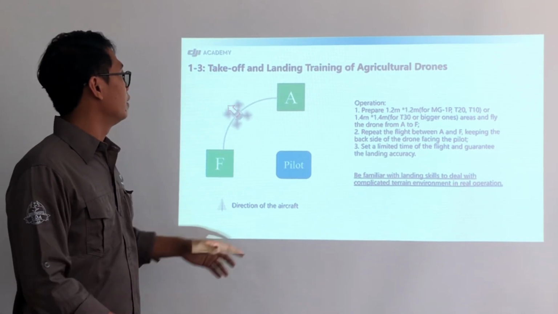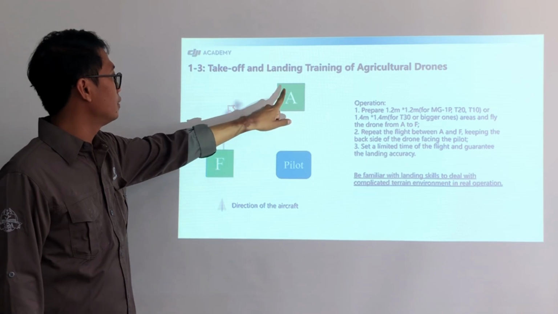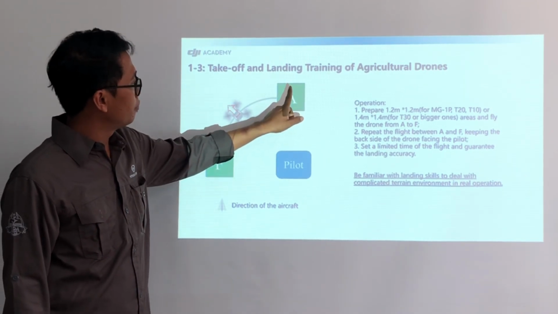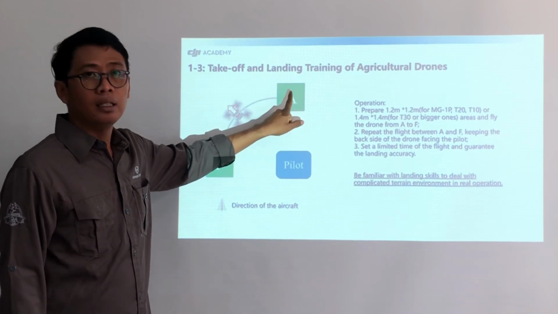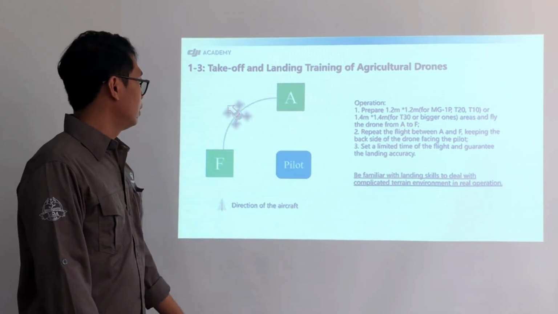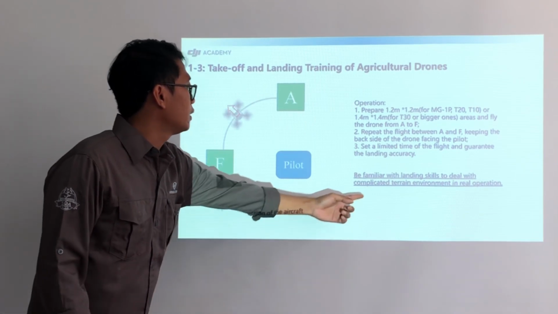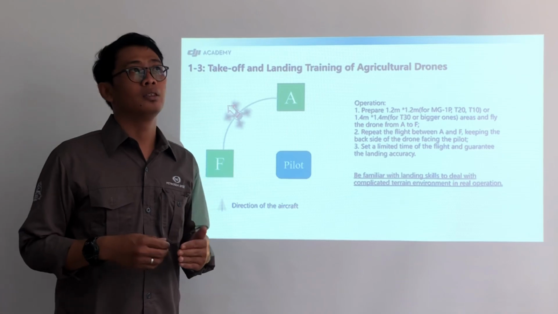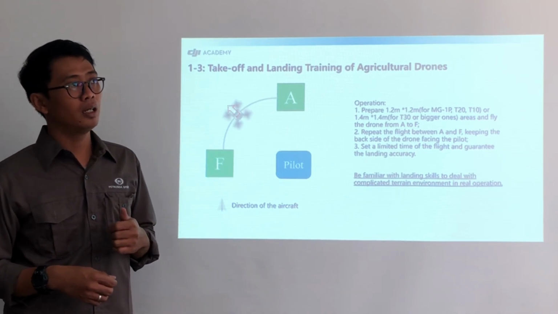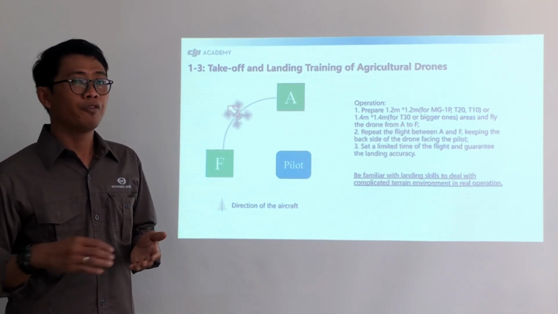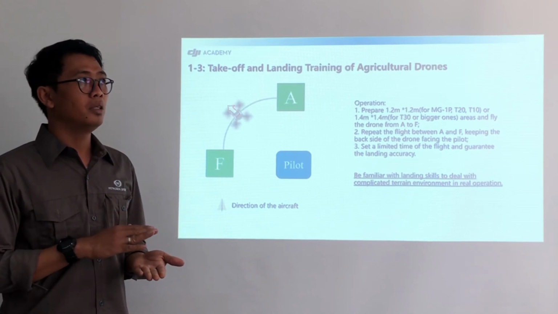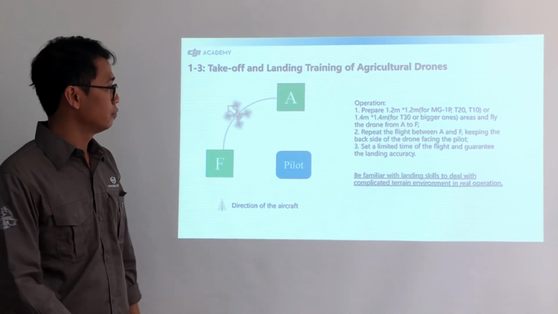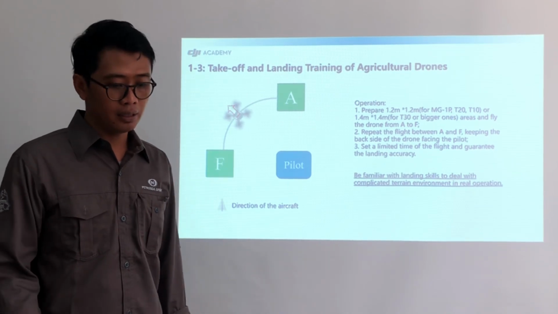So here we fly the drone from A: take off, go to F, land, take off, and go back to A and land, and repeat 2 times. Be familiar with landing skills to deal with complicated terrain environments in real operation. Sometimes in a real field, the landing area is not flat, so we must be familiar with it.